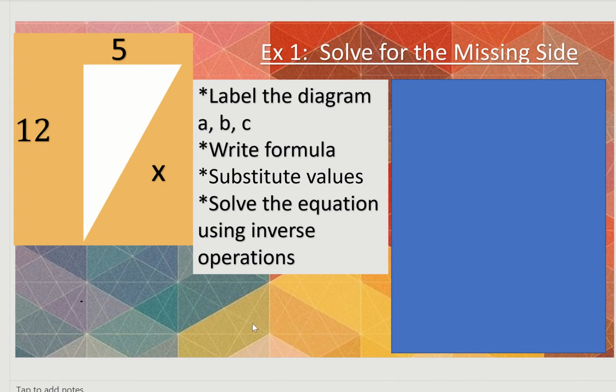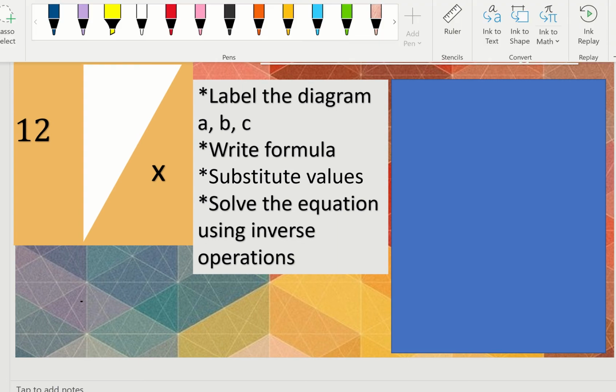Okay, so in this case, we now have a right triangle, and we're trying to find a missing side. We know it's right. So the sides are labeled 5, 12, and x. The first thing we need to do is figure out what is our hypotenuse. What is our hypotenuse right here, C?